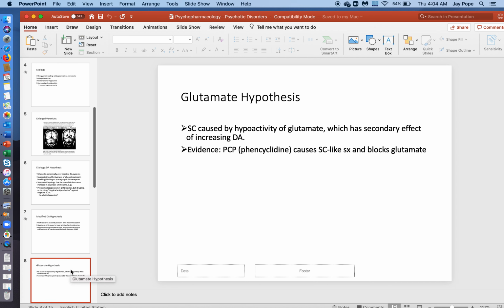Moving down now to slide number 8 is another hypothesis called the glutamate hypothesis. This hypothesis says that schizophrenia is caused by hypoactivity, hypo meaning less than or underneath, hypoactivity of glutamate, which has the secondary effect of increasing dopamine.